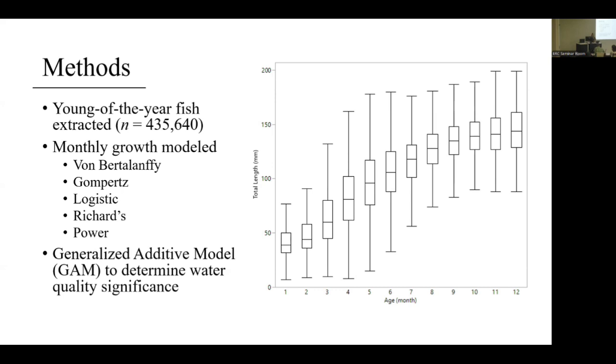And we modeled growth using multiple different growth models to avoid any bias from just using what's been done previously. So we used the von Bertalanffy model, the Gompertz model, logistic, Richards, and power growth curves to try to figure out the growth curves for the species. And to look at water quality parameters' significance, we used a generalized additive model. Alongside the fish collected, Texas Parks does collect environmental data, including salinity, water temperature, turbidity, and dissolved oxygen. So we looked at all of those variables in our model as well.